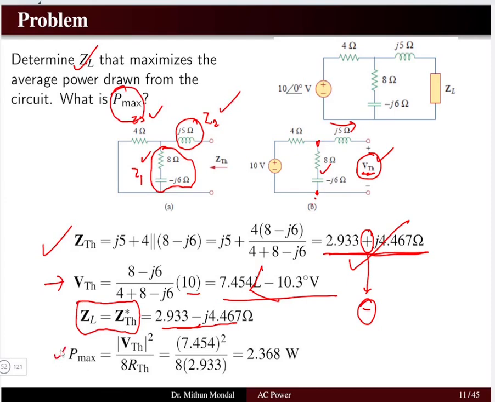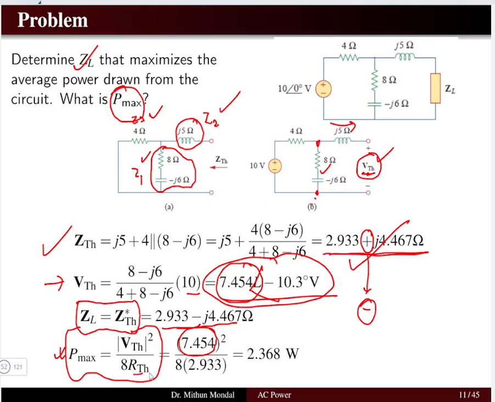So maximum power is basically V Thevenin square divided by 8 times R Thevenin. Now remember here, this is basically a complex quantity where we are dealing with only the amplitude. So 7.454 is only the amplitude that we are dealing with to determine the maximum power.